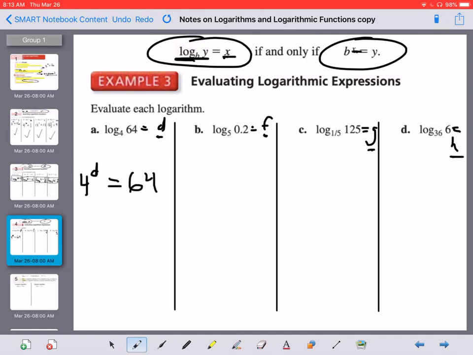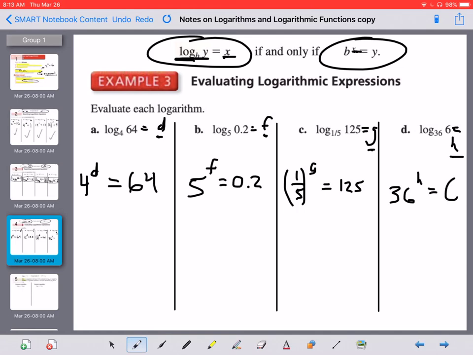So you know what, let's just set them all up first. Log base 5 of 0.2 equals F. Now remember again, F is the exponent, so 5 to the F equals 0.2. Log base 1/5, with the 1/5 in parentheses, raised to the G equals 125. Log base 36 raised to the H equals 6.